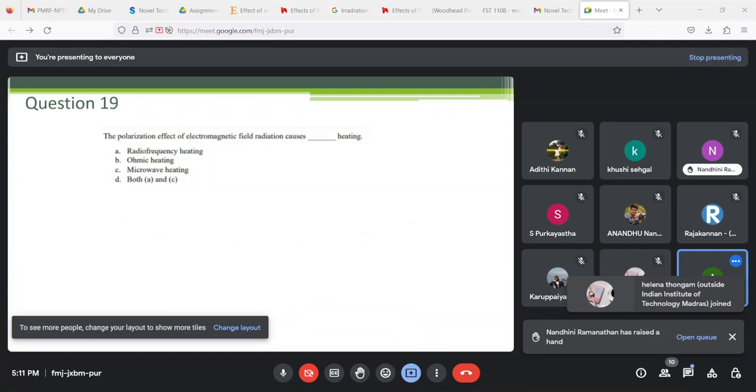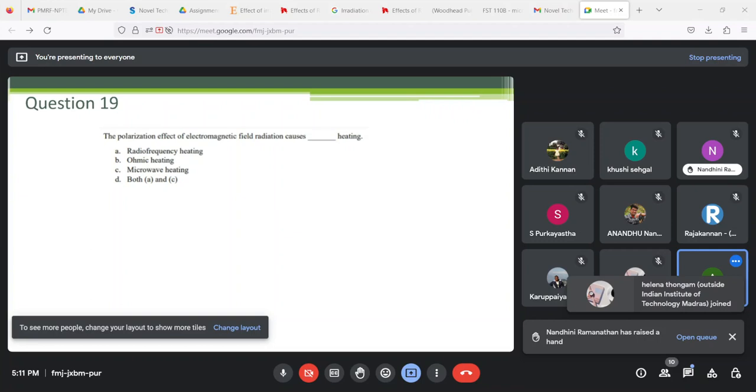Okay. So moving to question 19. The polarization effect of electromagnetic radiation causes dash heating: radio frequency heating, ohmic heating, microwave heating, and both A and C. So if you know the mechanism behind each of these heating methods, you will be able to answer this question. Yeah, the answer is option D.